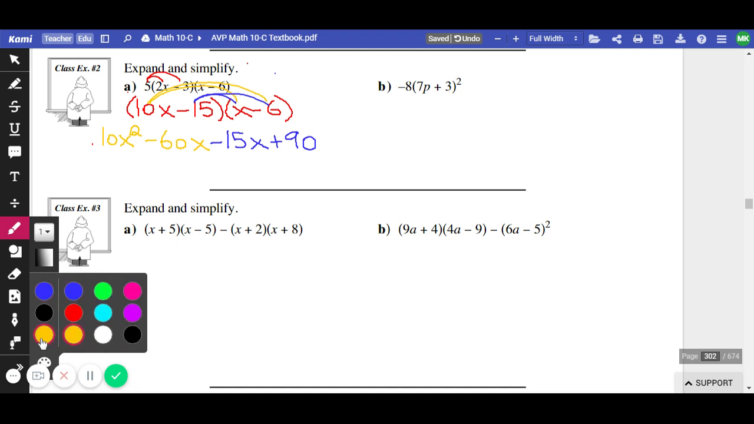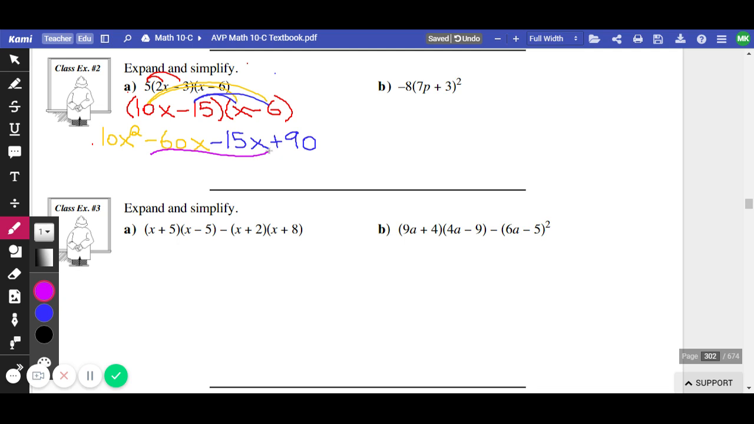You should be left with some like terms. Negative 60x minus 15x would be negative 75x. There we go. And then the 10x squared is still left alone. And the plus 90 is still left alone. And that's my answer. 10x squared minus 75x plus 90. Awesome. You try the next one.